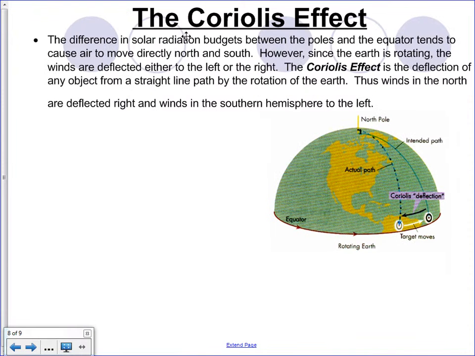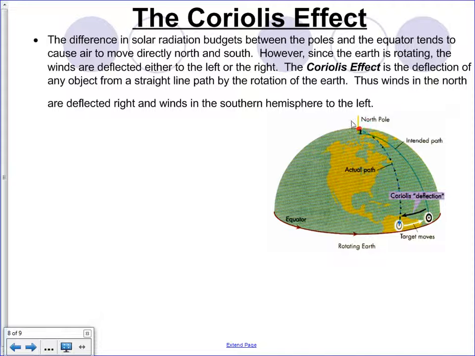Now the Coriolis effect. This is kind of the big thing, because I always have a question about explaining how the Coriolis effect and convection can contribute to prevailing winds, and that's one of the things we've got to remember. The Coriolis effect is this deflection of those winds that are trying to move north-south but can't because the Earth is spinning underneath them. They still move generally north and south, but they get deflected either east or west depending on where you are.